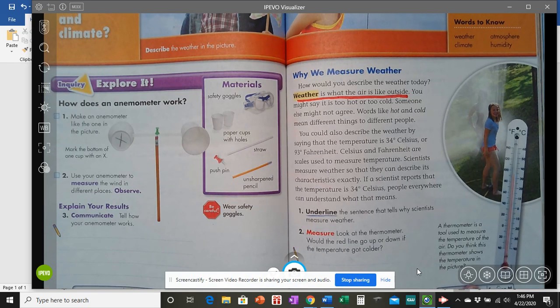Here is a picture of a thermometer. A thermometer is a tool used to measure the temperature of the air. Do you think this thermometer shows the temperature in the picture? Okay, if you look at the thermometer, that's about 92 degrees, and since she's playing in water, I would say yes.